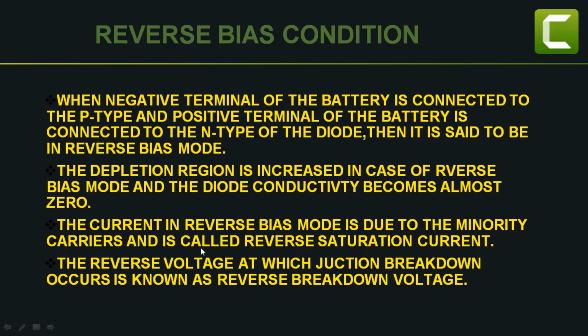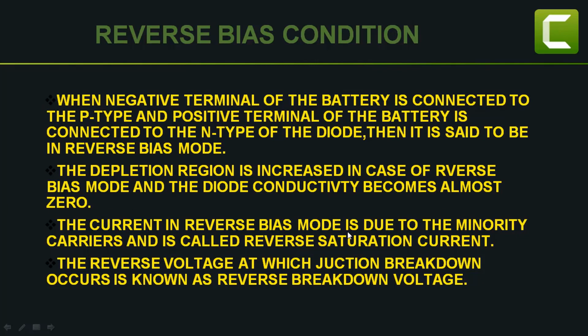Now let's move on to the next topic, which is the reverse bias condition of the p-n junction diode, which is also very important. When the negative terminal of the battery is connected to the p-type and the positive terminal of the battery is connected to the n-type of the diode, it is said to be the reverse bias mode. The depletion region is increased in reverse bias mode, and the diode conductivity becomes almost zero or very low.